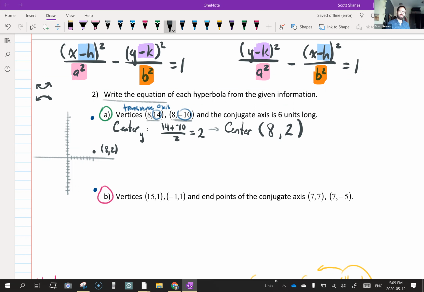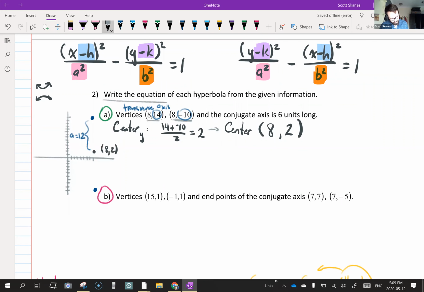And now I can get A, because A is the distance from the center to the vertex. So this distance here is A. And what's that distance? Can you figure it out? What's the distance between 2 and 14? 12. Exactly. So my A is 12.